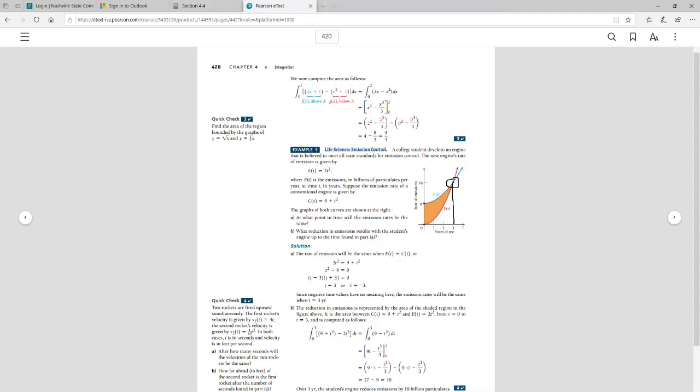How would they do that? You would set 9 plus t squared equal to 2t squared, and you solve, and you get t is equal to 3. Of course, we can't use the negative 3 because we're talking about time, and time is always greater than or equal to 0. So how do they figure out the difference between the two? How do they figure out this area here?